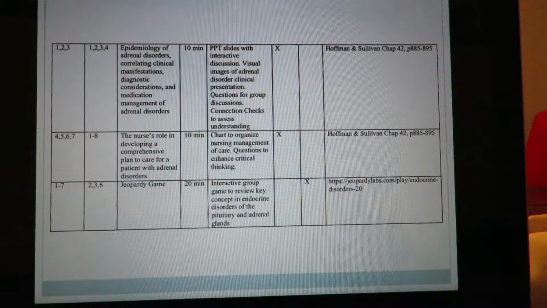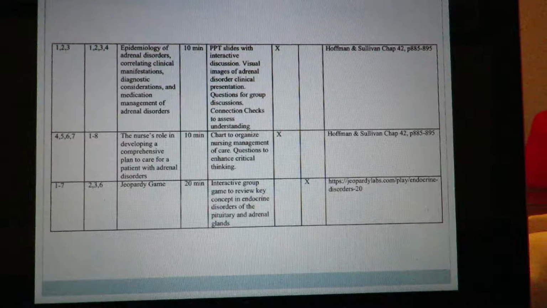After discussing the pituitary disorders, my general outline was similar when discussing the adrenal disorders. Again, we discussed the correlating clinical manifestations, the diagnostic considerations, medication management, and again, I used the chart to organize the nursing management of the patient with the adrenal disorders. Throughout the PowerPoint, again, I used different connection check questions as well as visual images to better present the information to the students. In the end, we used the Jeopardy game.